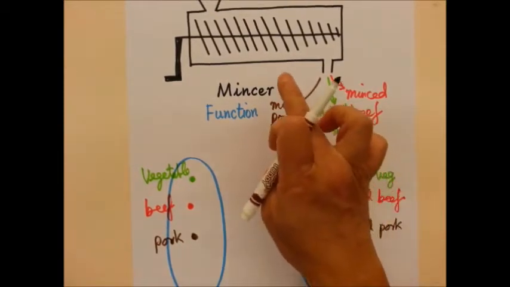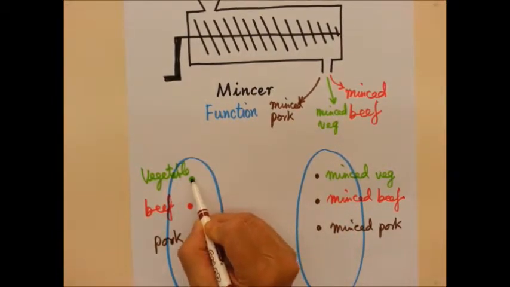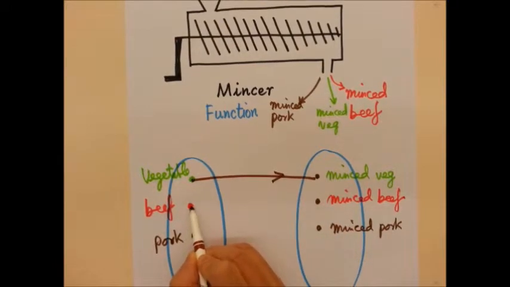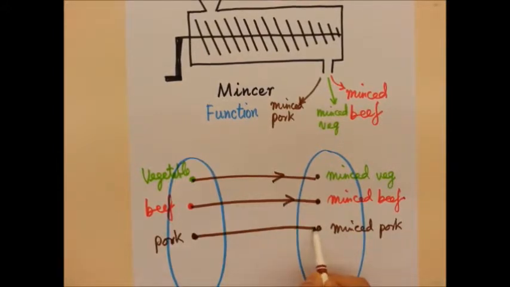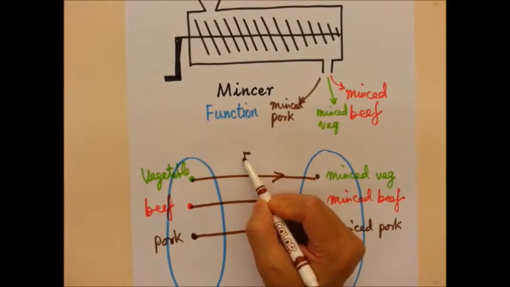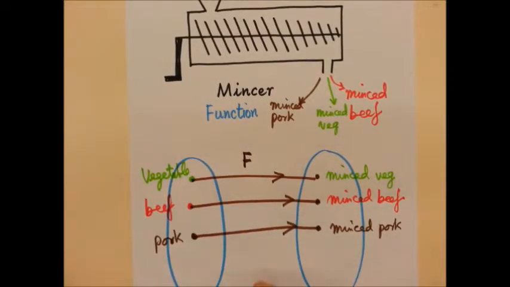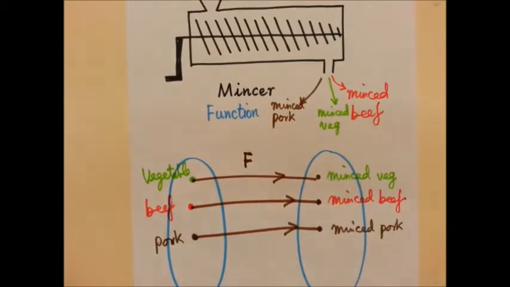So the machine here will bring this thing to here, and we will turn the beef into minced beef. It will turn the pork into minced pork. We say this is a function. We should put the function here, f. Now the lines and the arrows and the f here represent the whole machine.